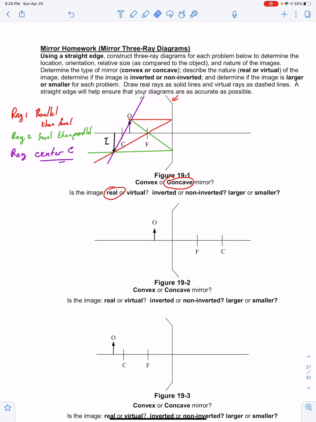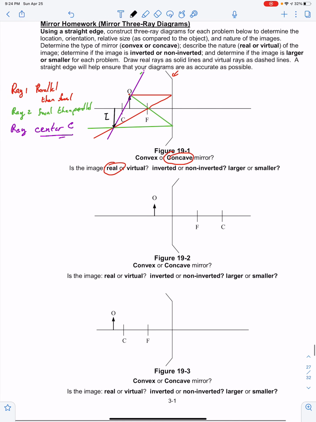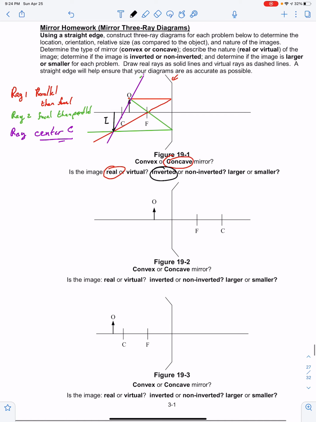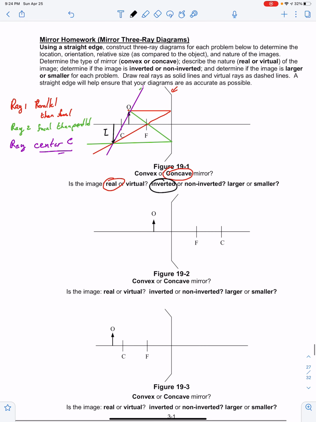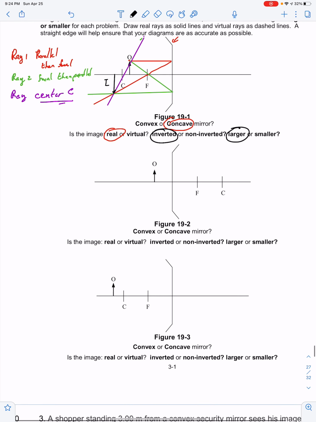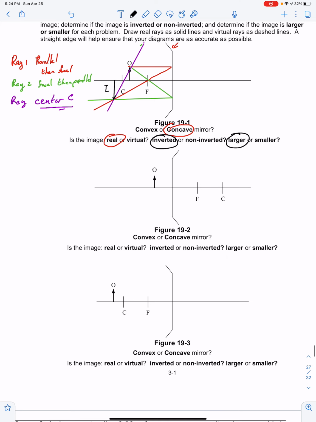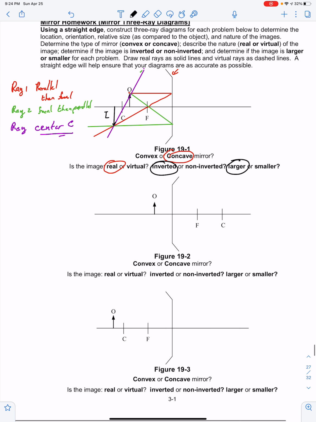And it is a real image, right? Because it is using real rays, and it is inverted. And is it larger or smaller? It is larger, at least from what I can tell from my diagram. All right. Now, let's go to the second one.